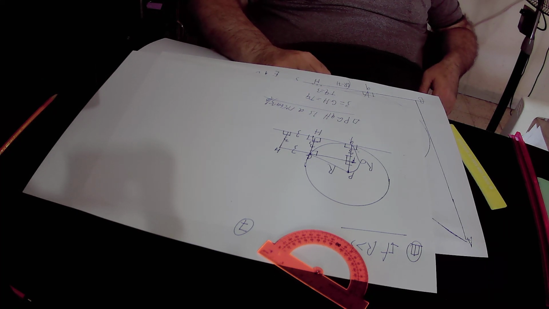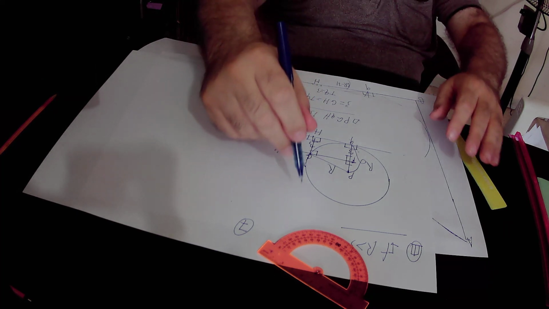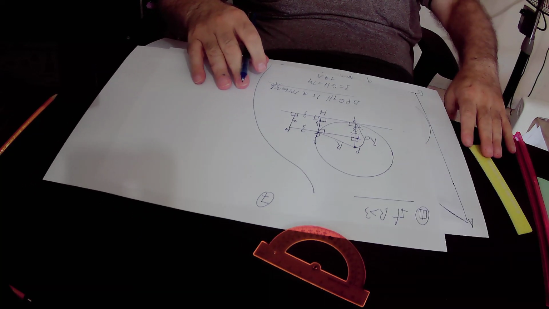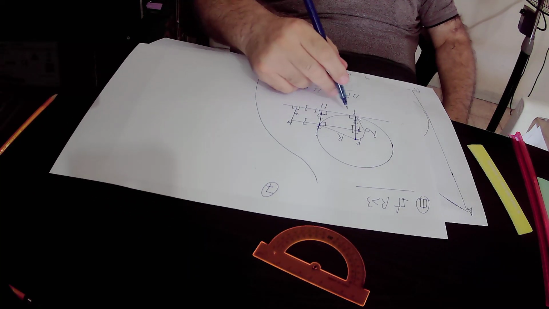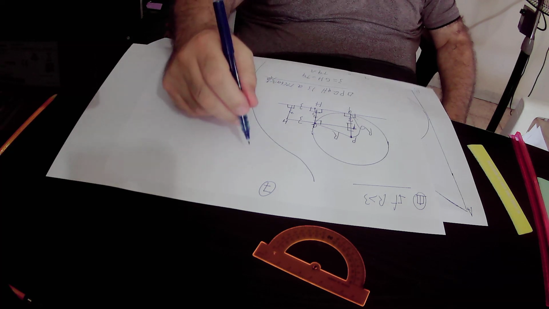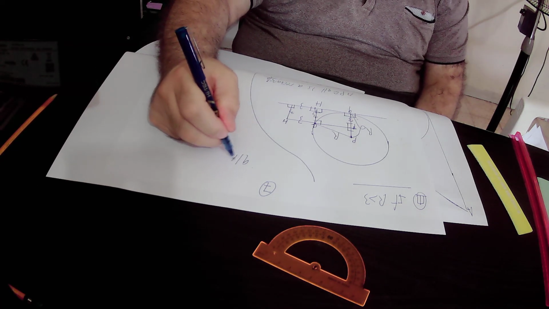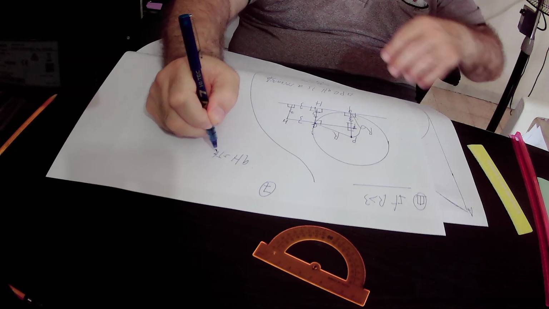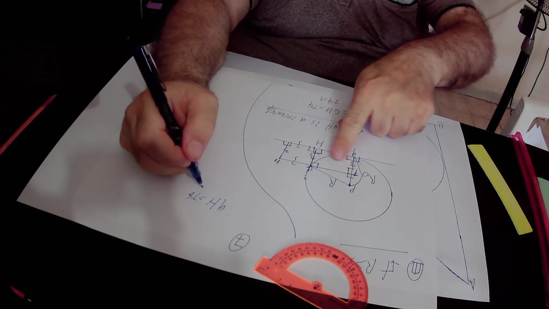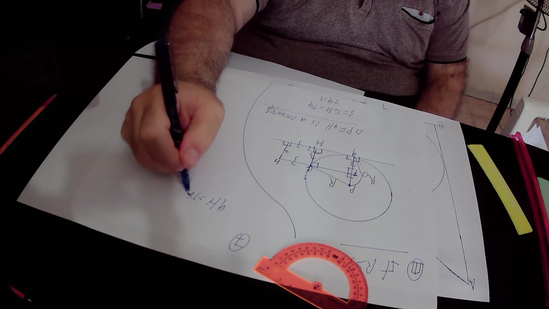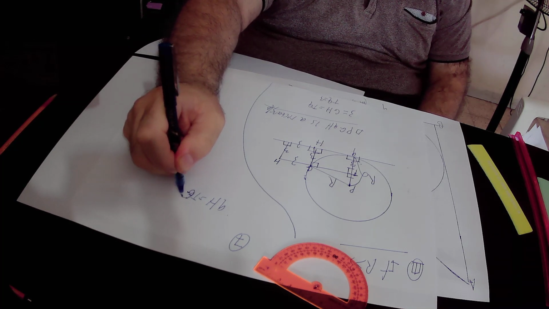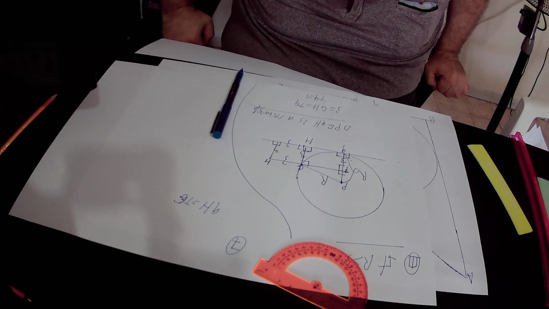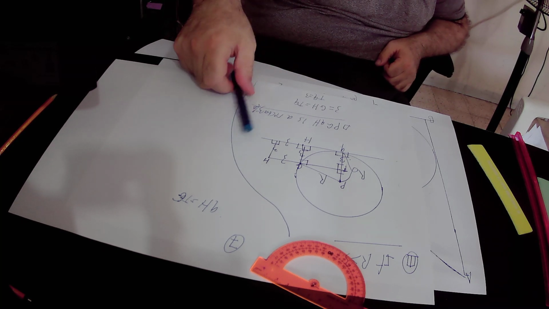Likewise, according to the same rule that the opposite sides of a rectangle are equal to each other, we get that QH is equal to TG. According to the rule that the opposite sides of a rectangle are equal to each other. But we have already found out that QH equals 3R minus 7.